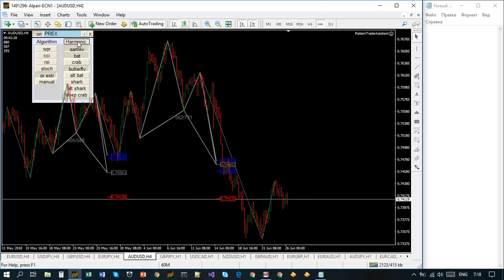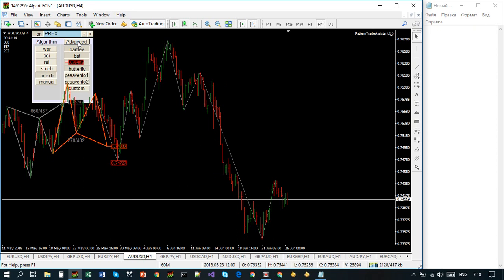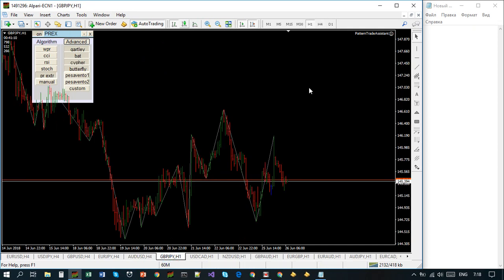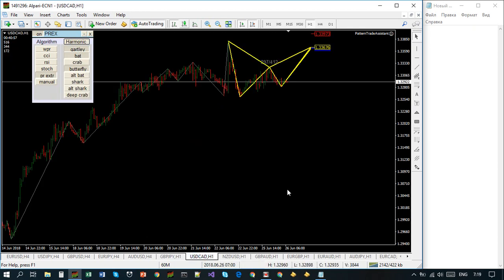Let's go next. A harmonic approach on 4 hour Aussie dollar, nothing. Advanced pattern, nothing. Okay, next pair, pound yen 1 hour. So you see the list is empty, nothing that I like. Pound yen 1 hour advanced approach is nothing. Harmonic approach, nothing. Dollar Canadian, we have a potential bat pattern.